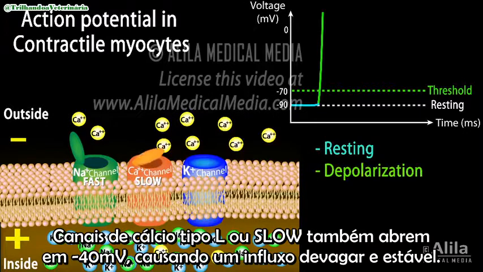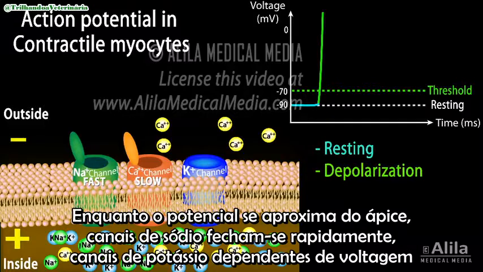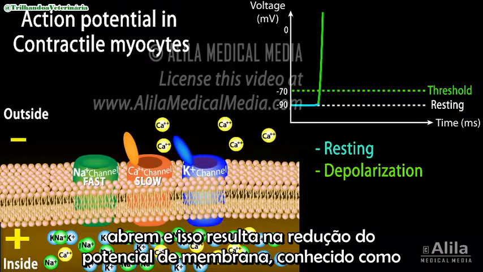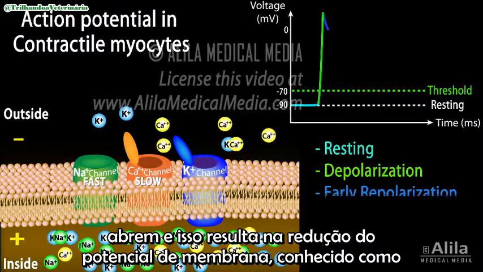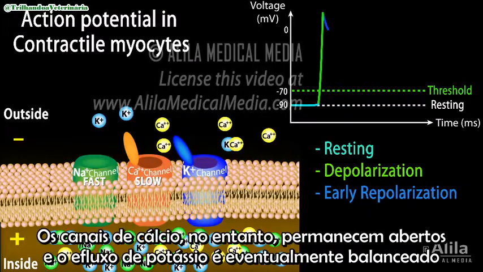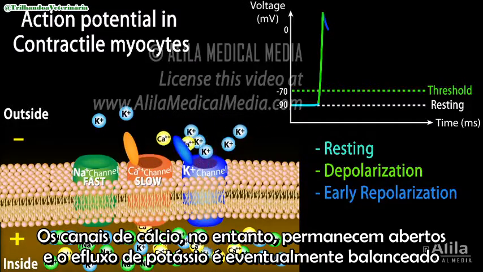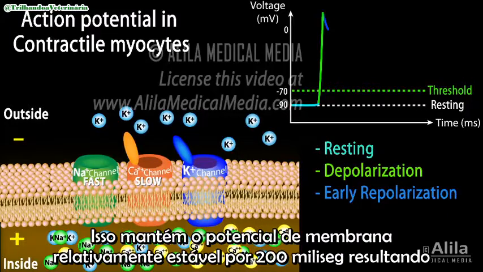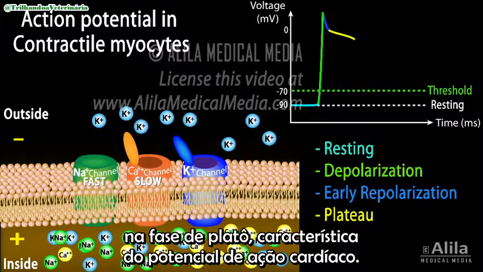L-type or slow calcium channels also open at -40 millivolts, causing a slow but steady influx. As the action potential nears its peak, sodium channels close quickly, voltage-gated potassium channels open, and these result in a small decrease in membrane potential, known as early repolarization phase. The calcium channels, however, remain open, and the potassium efflux is eventually balanced by the calcium influx. This keeps the membrane potential relatively stable for about 200 milliseconds, resulting in the plateau phase, characteristic of cardiac action potentials.